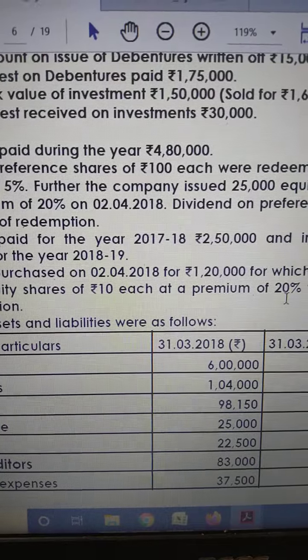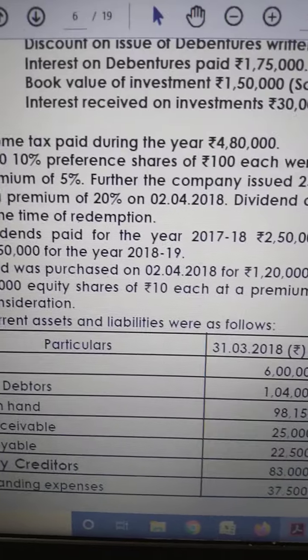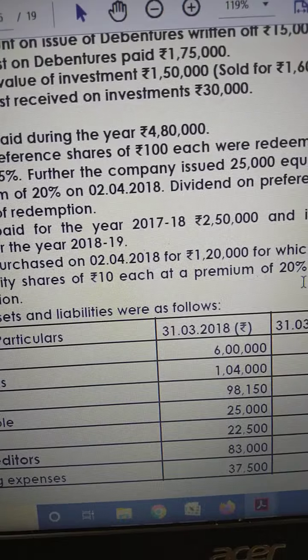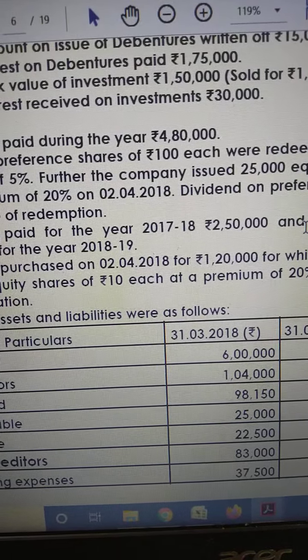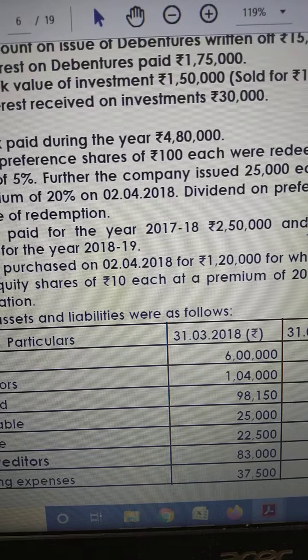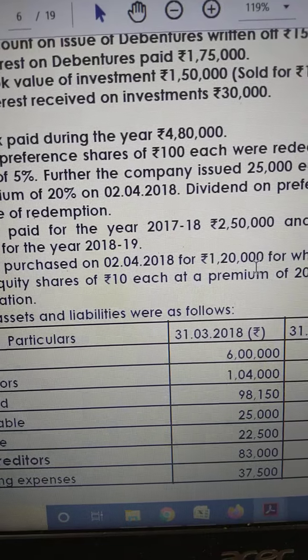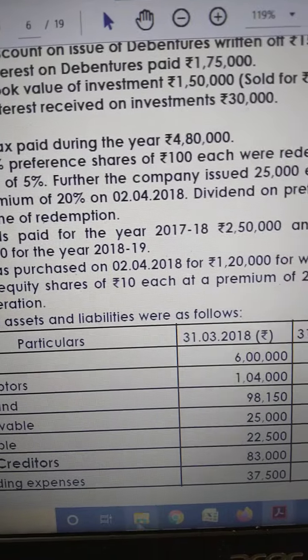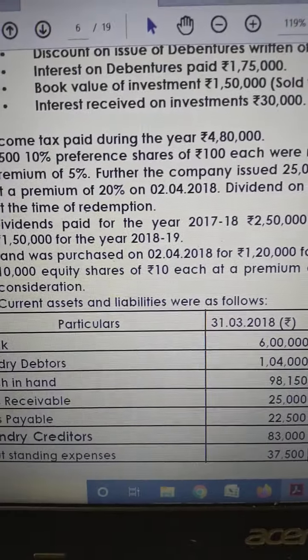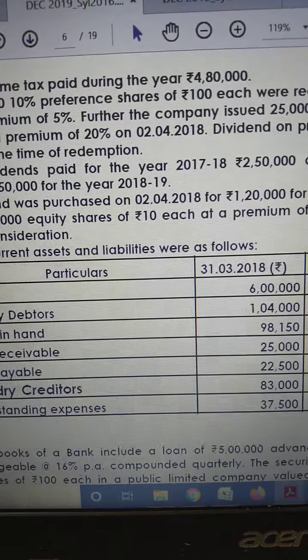1 lakh plus 20% premium is 1,20,000. They are issuing equity shares, but the company is not receiving cash. Instead of receiving cash, they are receiving an asset, that is land, purchased for 1,20,000. Okay. What is the next item?